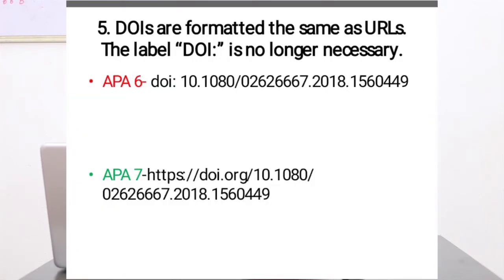Another difference between APA 6 and APA 7 reference style or edition is that the DOI and the URL are no longer necessary. The DOI means digital object identifier and the URL means uniform resource locator. In APA 6, it used to be required, but now in APA 7, it is no longer required. That's the 5th one.